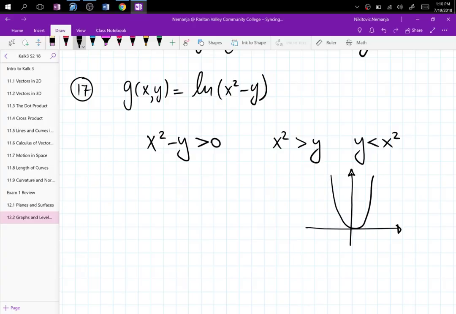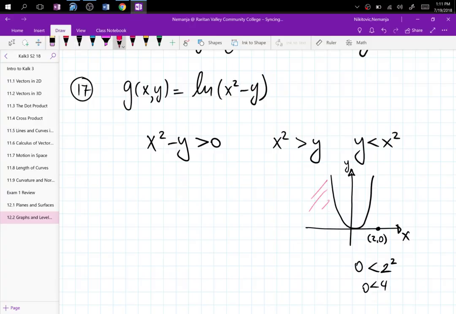and then shade either inside or outside. So which one do I shade? What do you think? Inside or the outside? We need y to be smaller than x squared. Well, you can test (0, 2). That's definitely below the x squared graph. If you test this, you plug in 0 for y and 2 for x, 0 less than 4, that's a true statement.